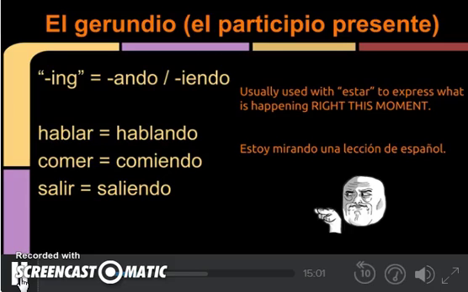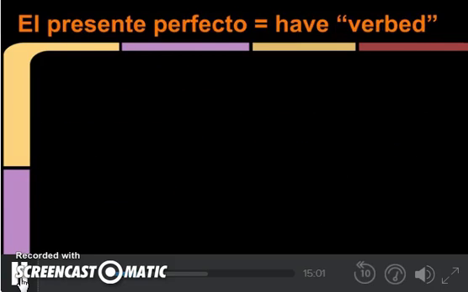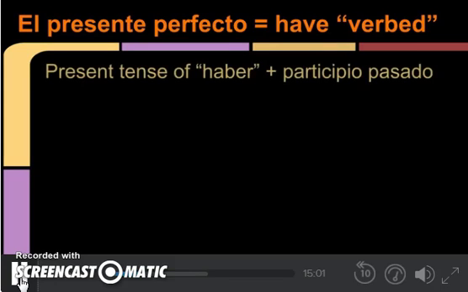This lesson, again, will explore the past participle as well as the present perfect. So before we get into the past participle, I kind of want to just real quick talk about what the present perfect is. The present perfect is have or has verbed, okay? So just an overview, and we'll come back to this concept and explore it more deeply, is we form it in Spanish by saying the present tense of haber, which we'll discover towards the end of the lesson, plus the participio pasado. So it's the present tense of haber plus the past participle.